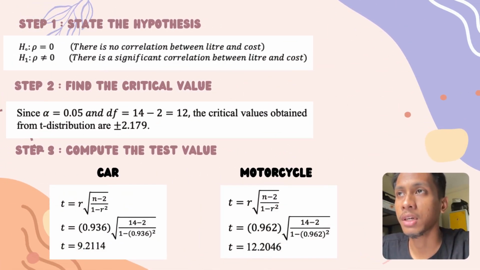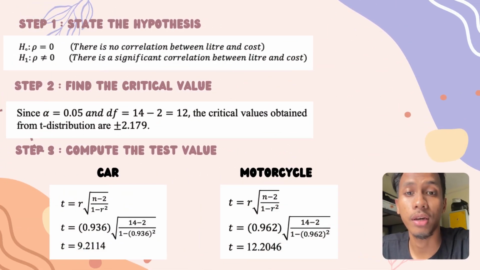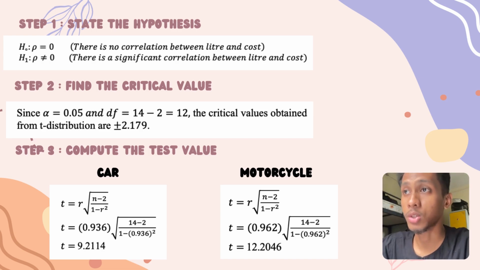Now we want to test the significance of correlation for both car and motorcycle. We have 5 steps. First step is to state the hypothesis. We have H null, rho equals 0, meaning there is no correlation between liter and cost, and H alternative, rho not equal to 0, meaning there is a significant correlation between liter and cost. The second step is to find the critical value. Since our alpha is 0.05 and our degree of freedom is 12, the critical values obtained from the t distribution are plus minus 2.179.